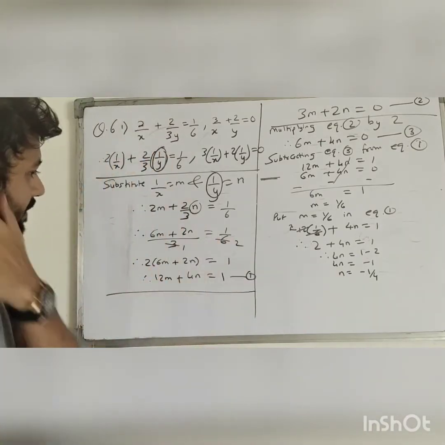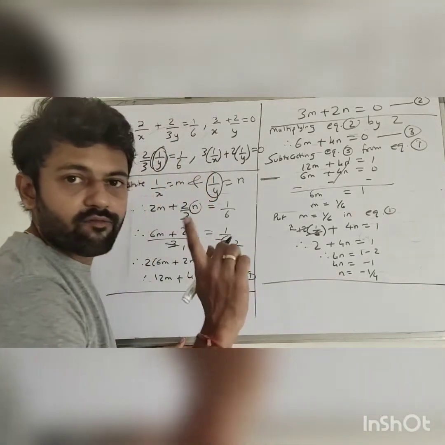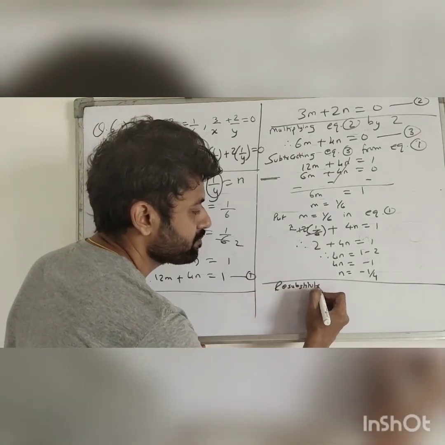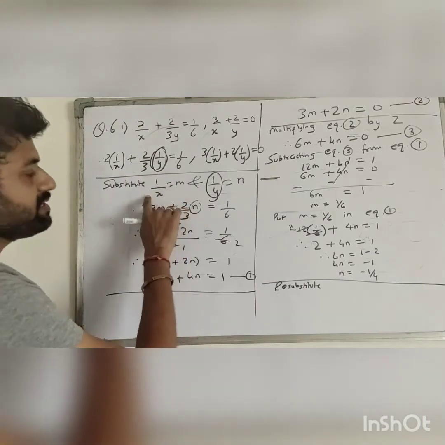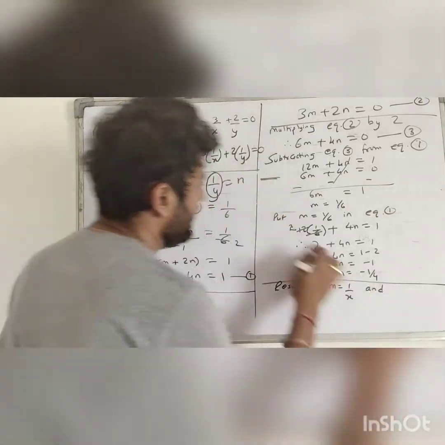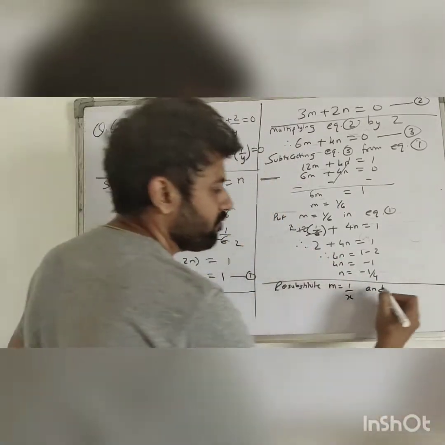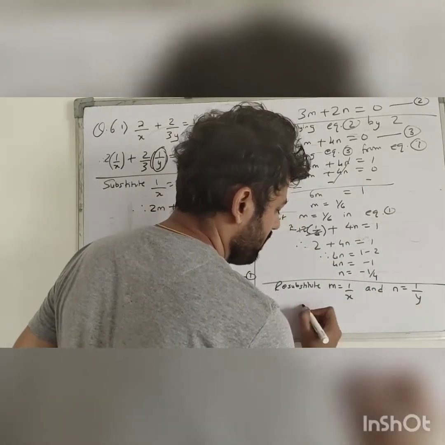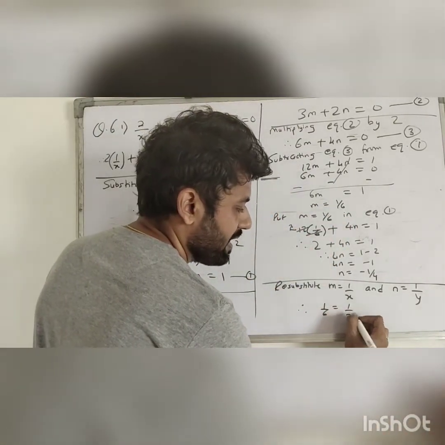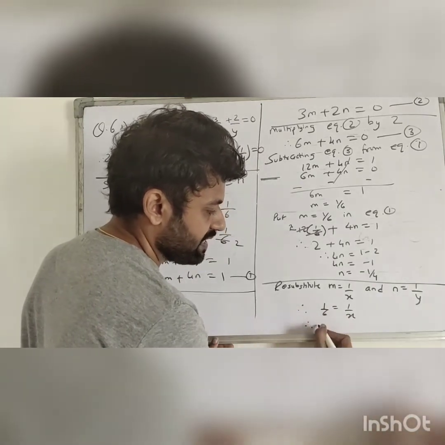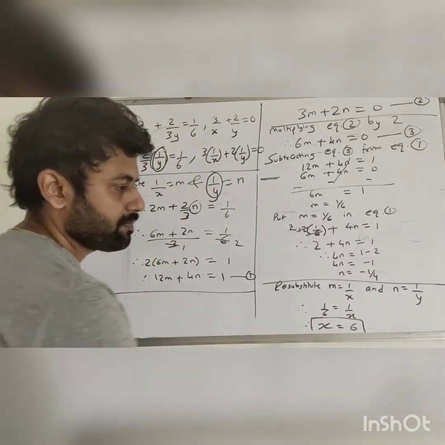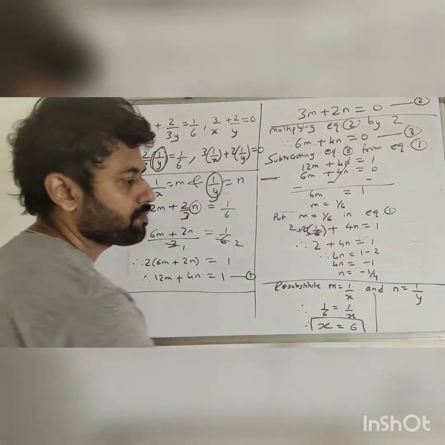This is the value of n. Remember, these are not our final answers. We have to resubstitute. I'll resubstitute the reverse way. m is equal to 1 upon x, and n is equal to 1 upon y. m is 1 upon 6 is equal to 1 upon x. This x will go on the left hand side and this 6 will go on the right hand side. I will get x is equal to 6. I can make a partition like this.